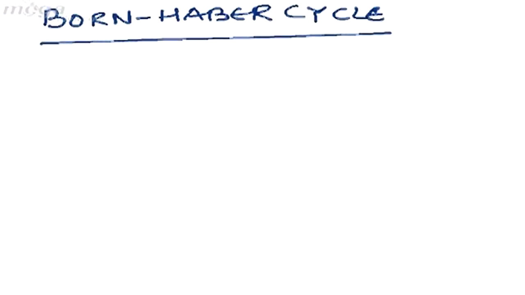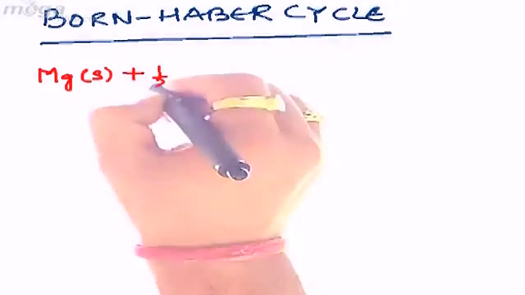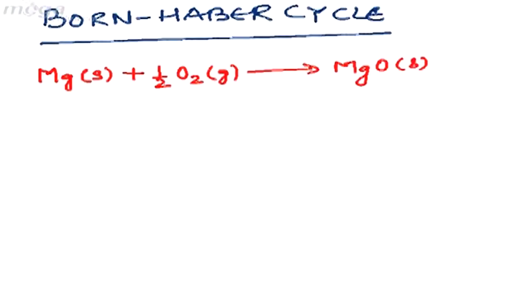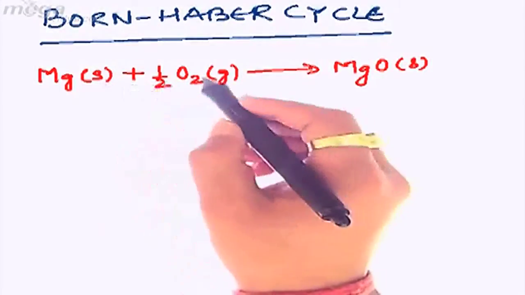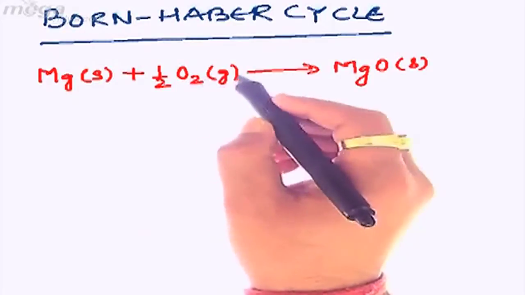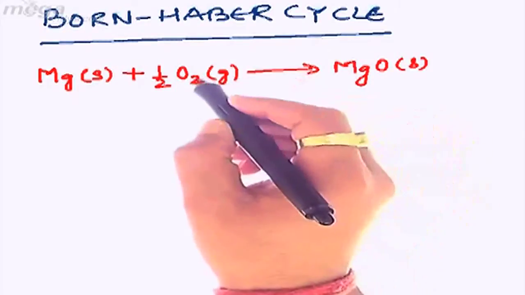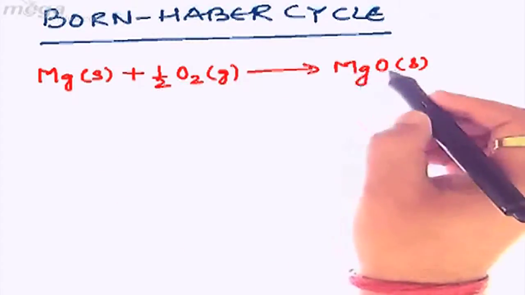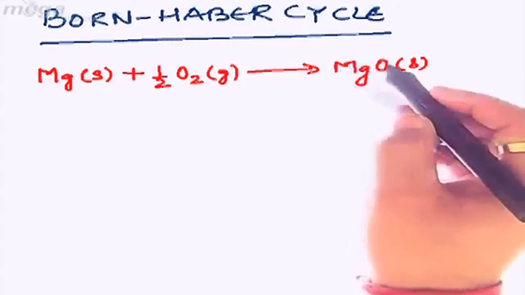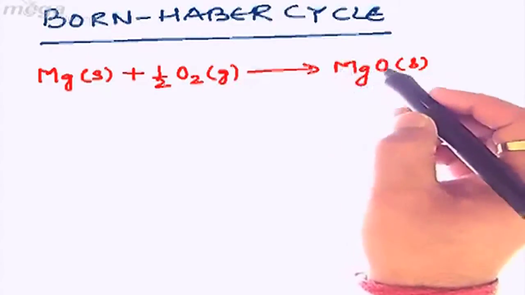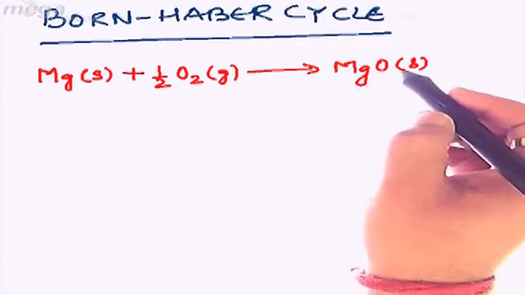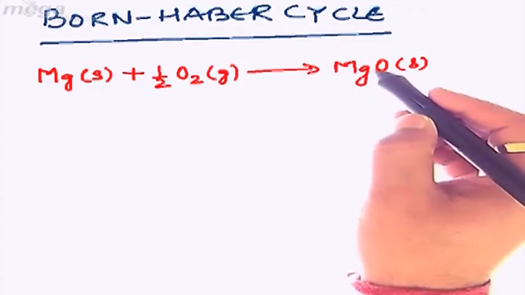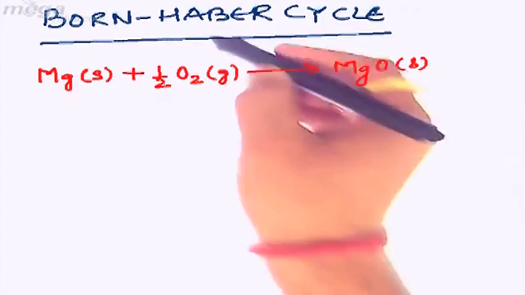Let's take an example: magnesium solid on combining with oxygen forms magnesium oxide solid through ionic bonding. Here magnesium, being a metal, has a solid phase existence. Next we have dioxygen, which has a gaseous phase existence. These two combine through ionic bonding, forming magnesium oxide, which will be a lattice. When magnesium oxide forms as a lattice, some energy is involved, which we call lattice energy, and that energy has to be determined with the help of the Born-Haber cycle.